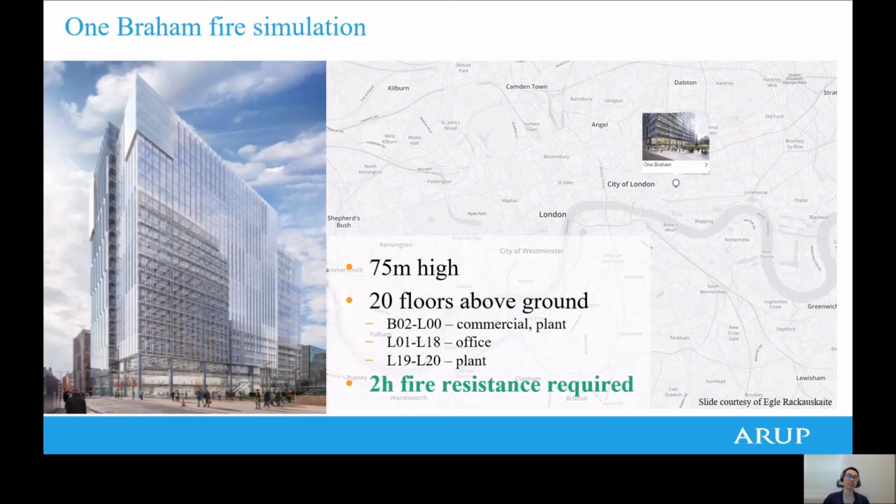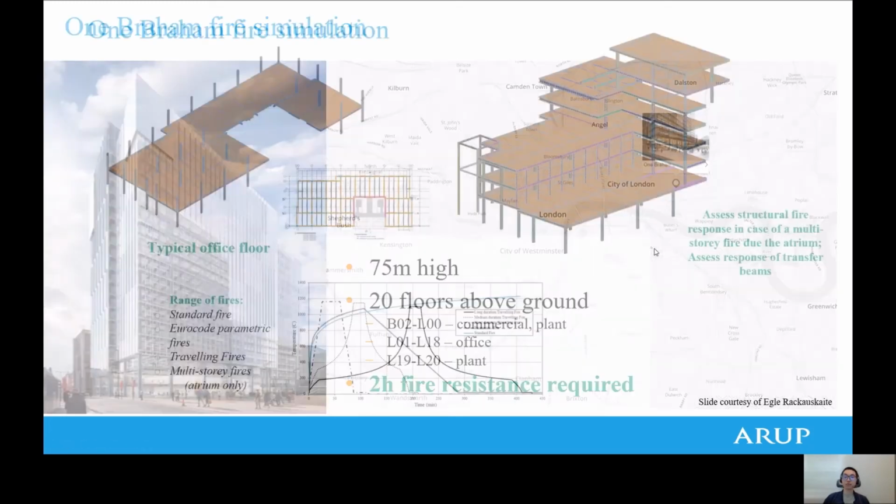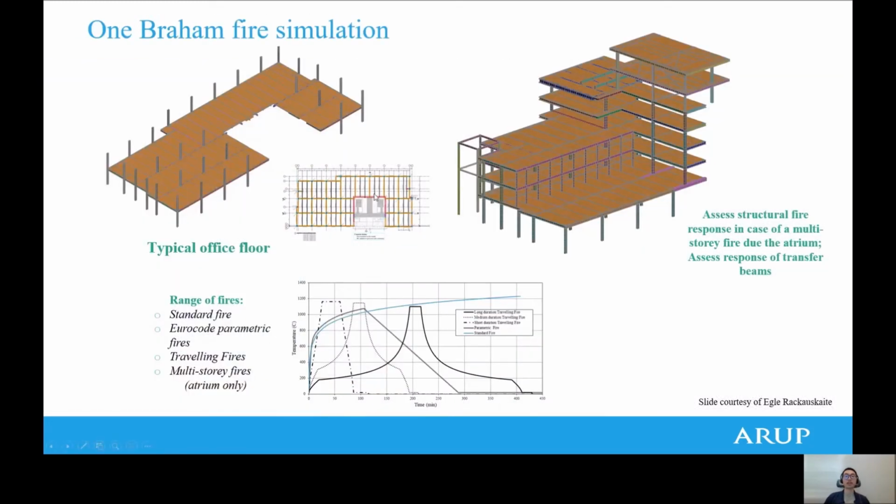And optimization of structural fire protection is proposed, which really needs a more detailed understanding of the structural performance during fire. Meanwhile, there is an atrium connecting upper levels, where there might be a risk of fire spreading across multiple stories. So the analysis consists of the typical office floor fire simulation on the left, which you can see here, and the atrium response simulation.